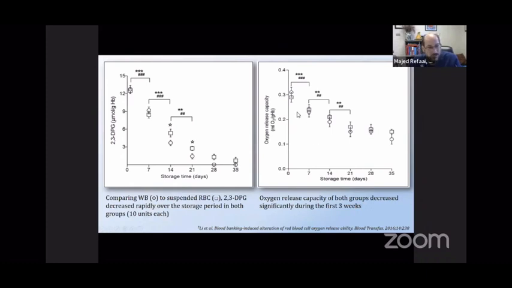And the oxygen release, which depends 100% on the 2,3-DPG, as you can see here, also dropped accordingly, at the same time as the drop of the 2,3-DPG in this study.